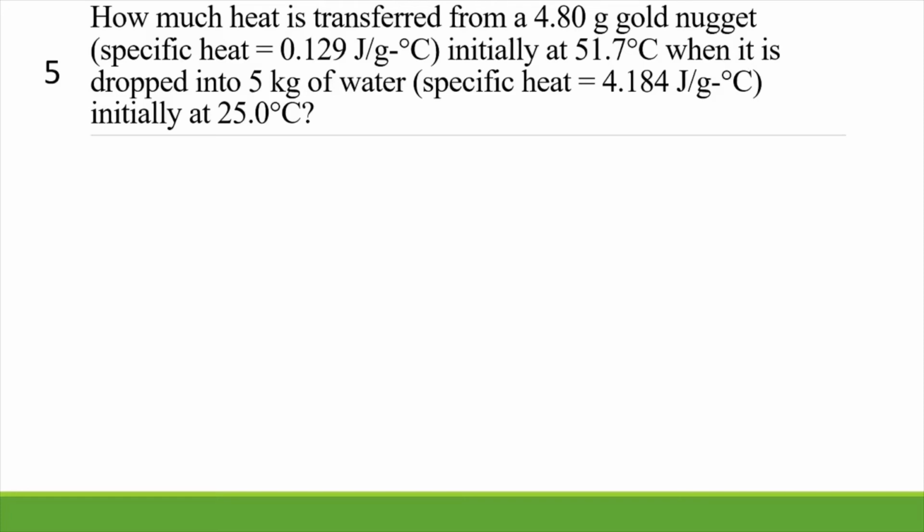So there's a hint that they do give you here if you need it, and it's that the mass of your water is so much bigger than the mass of your gold that your T final is going to equal the same as your T initial of your water. So it's not enough to do anything to change that temperature of the water. So that 25 degrees Celsius is going to be the final temperature of your gold and your water. It's not going to change.